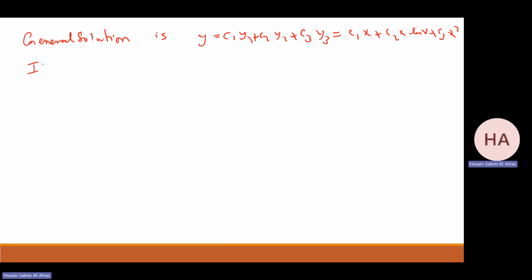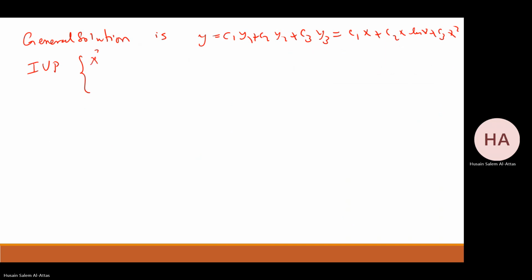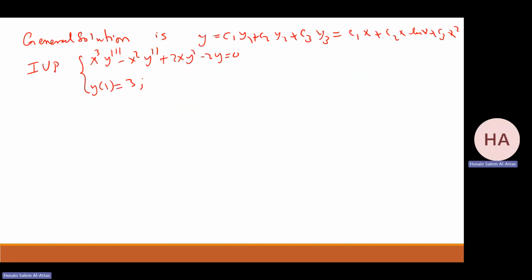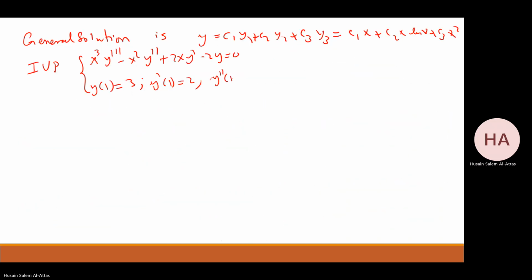Now what's the initial value problem? The initial value problem will be x cubed y triple prime plus 2x y prime minus 2y equals 0. And they have the conditions y at 1 equal 3, y prime at 1 equal 2, y double prime at 1 equal 1.